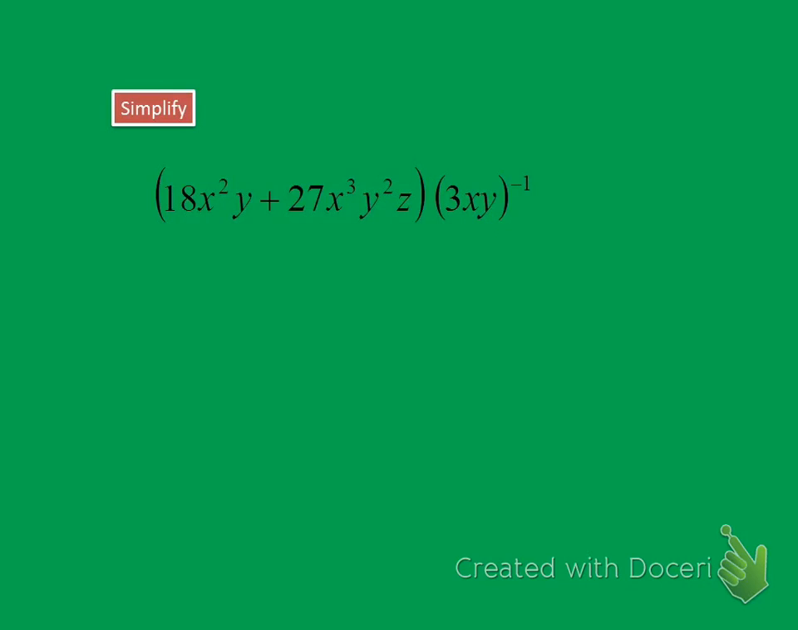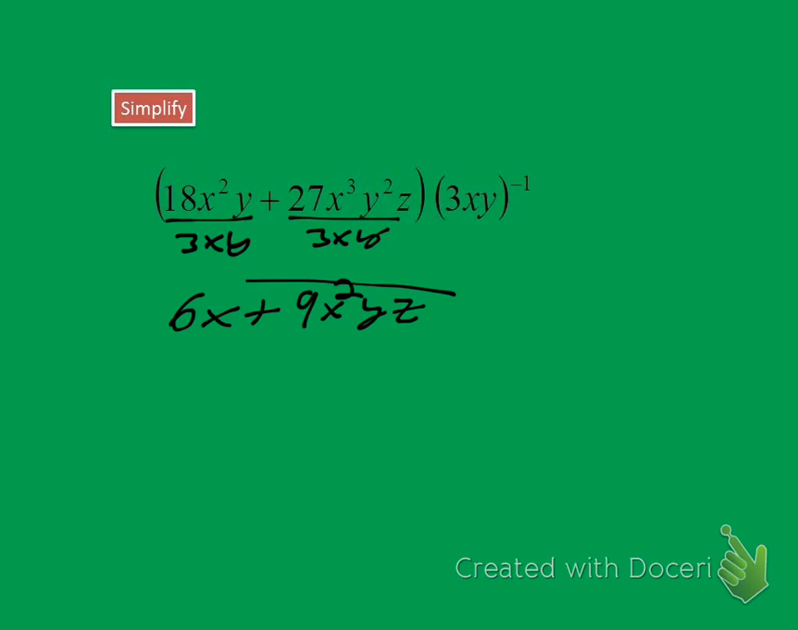Because it's a -1, which means you would flip it, make it 1 over 3xy, and then you would multiply both of them by that. So it ends up that you just divide each one by 3xy. We're trying to be tricky, but we smart. That's good. So you get 6x plus 9 x squared y z. Is that right?